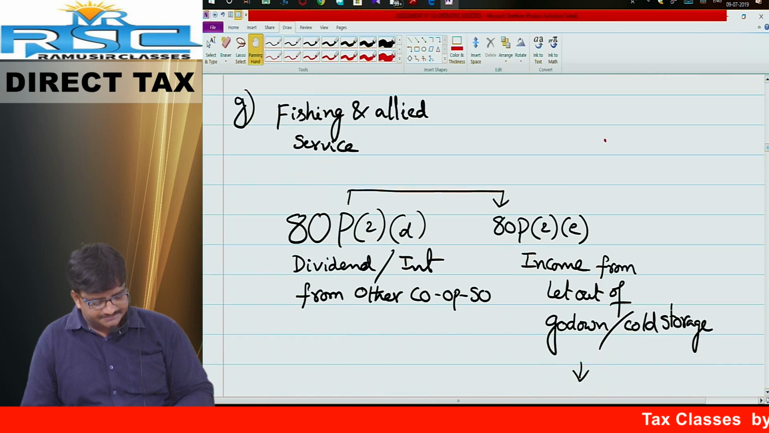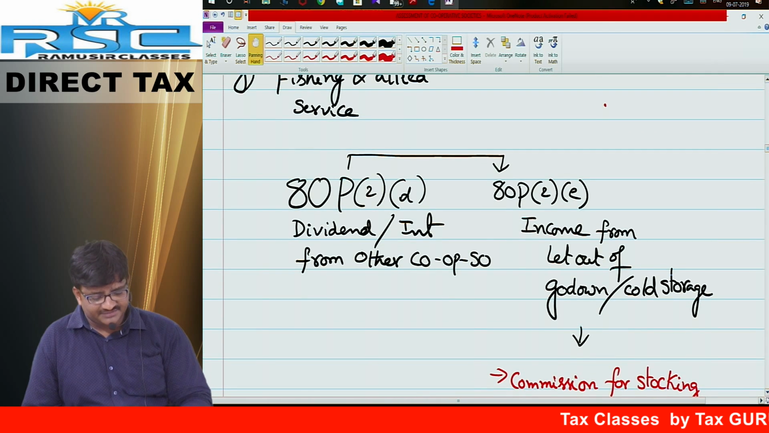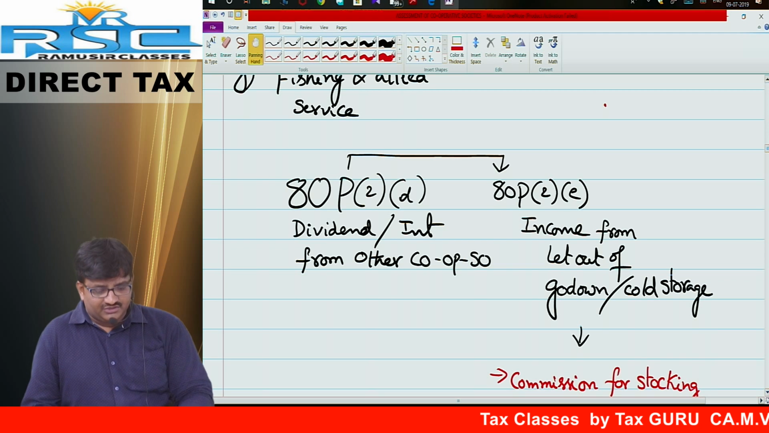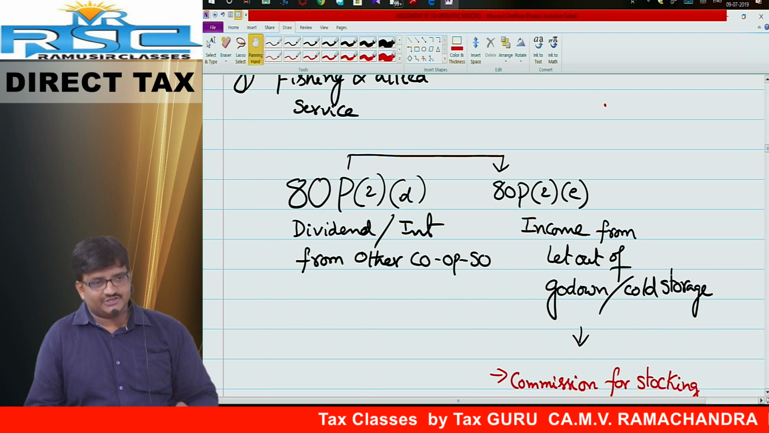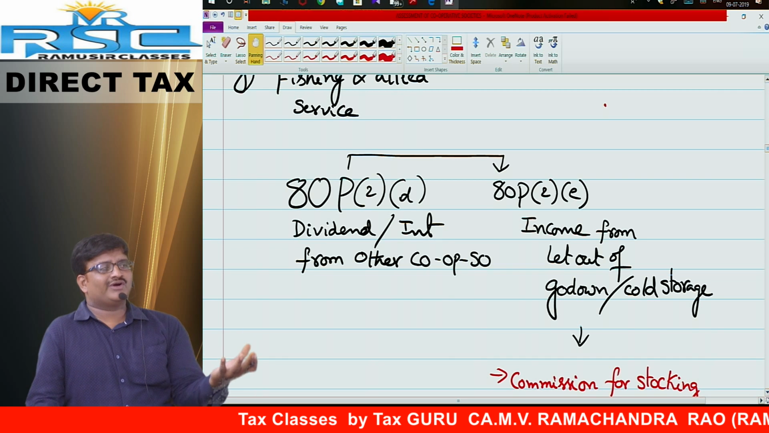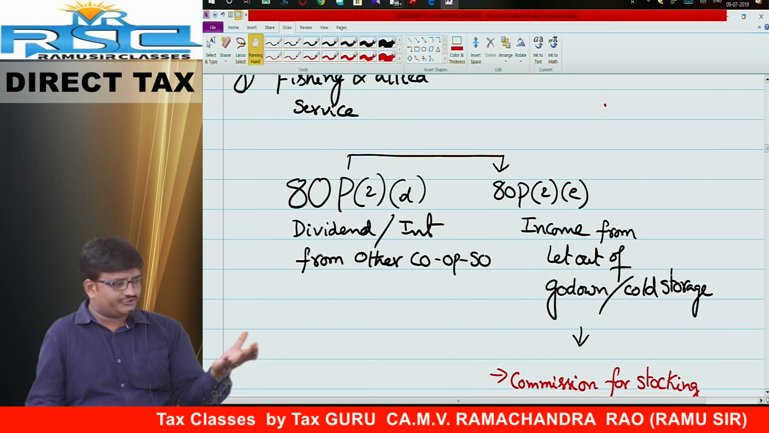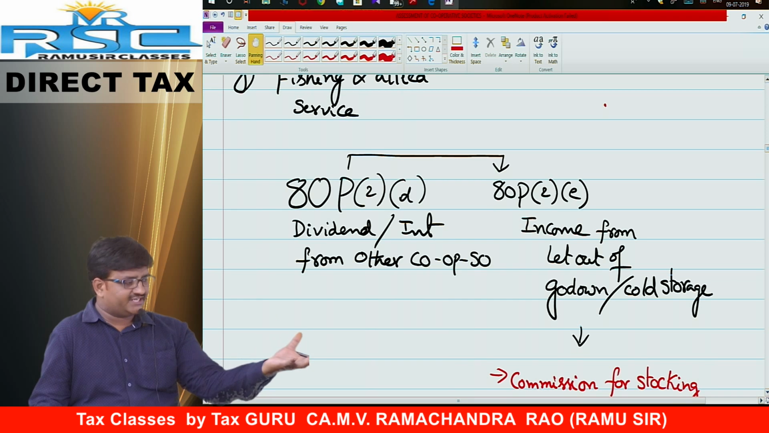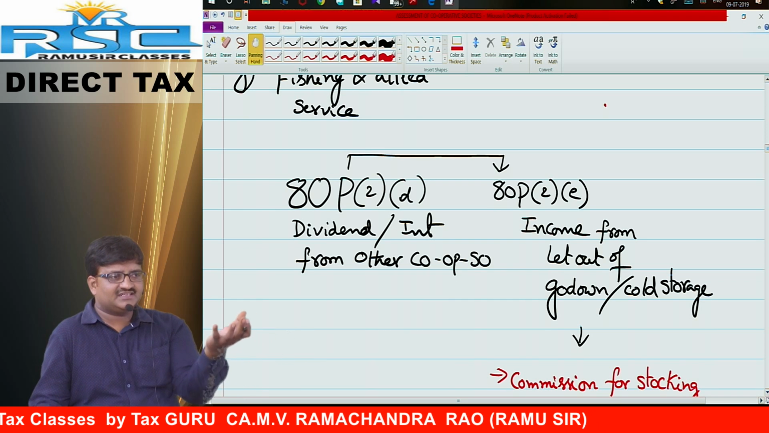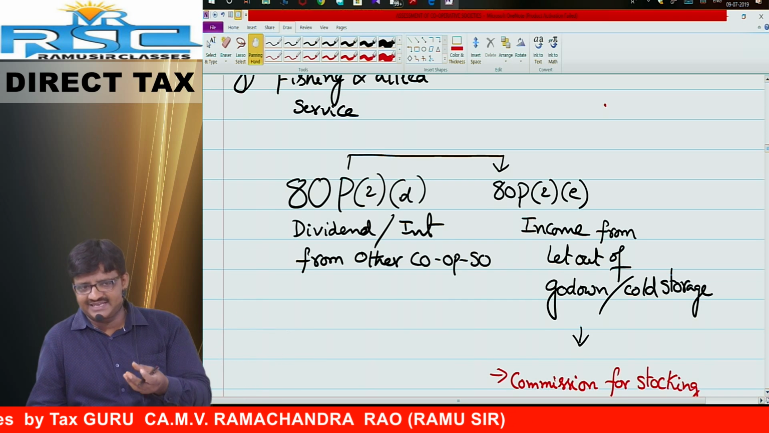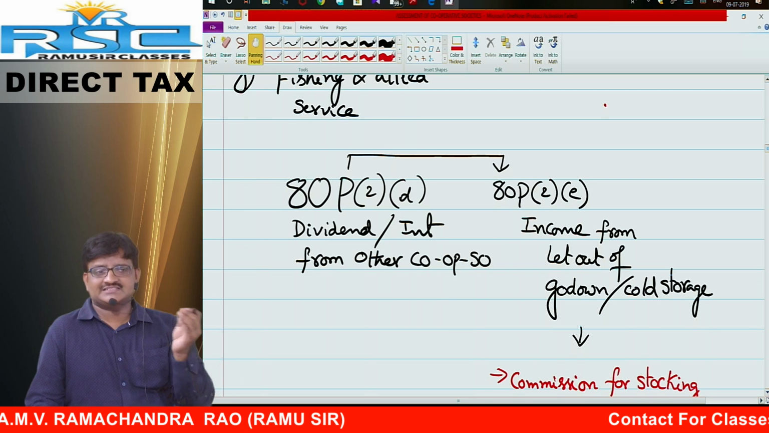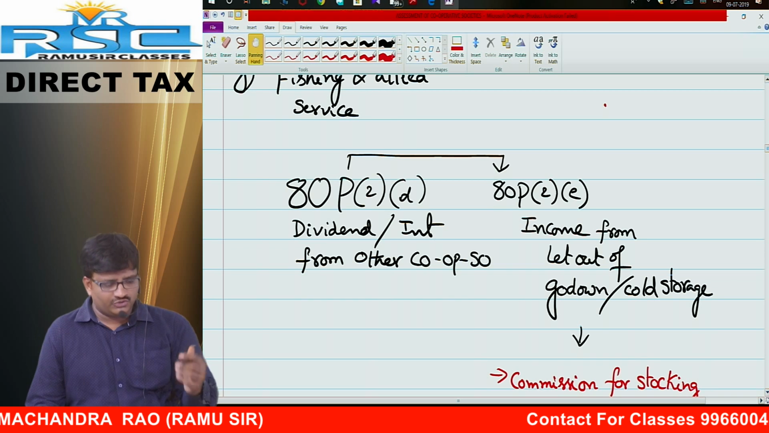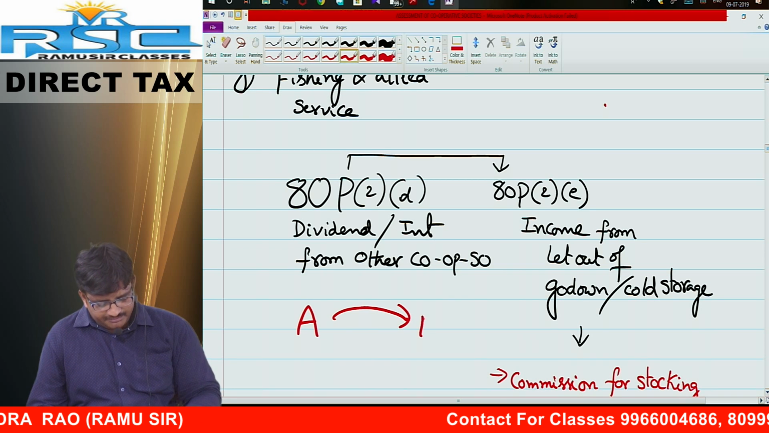Next one, friends, 80P(2)(d). What is this? Dividend or interest income from other cooperative society. I will take one local example which you can easily understand. One society is there, that is Vizia Milk Dairy. I hope recently they sponsored Karimnagar Milk Dairy. For that purpose, they granted some loans. They invested some amount in Karimnagar Milk Dairy. So A Milk Dairy invested in B Milk Dairy.